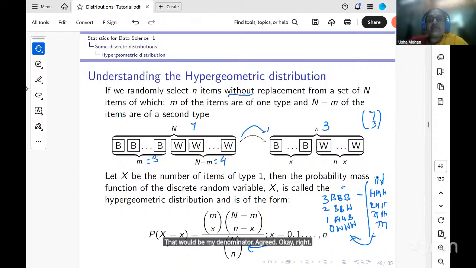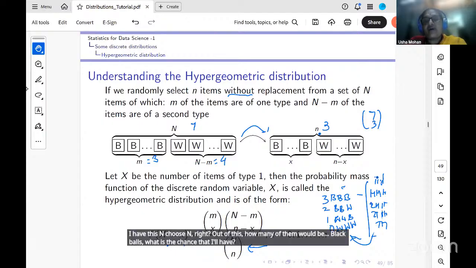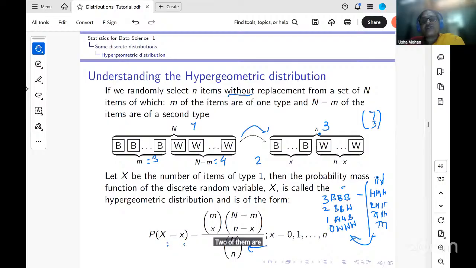Okay, right. Out of these 3 balls, I want x balls to be black. Out of this, how many of them would be black balls? What is the chance that 2 of them are black balls?